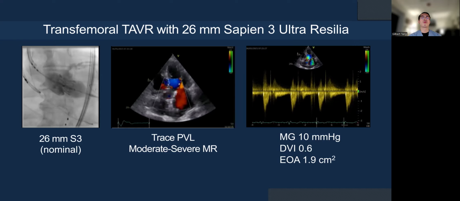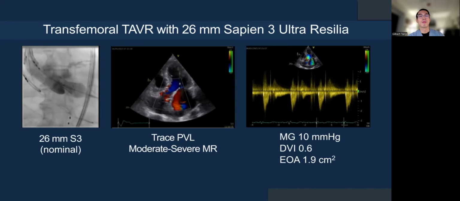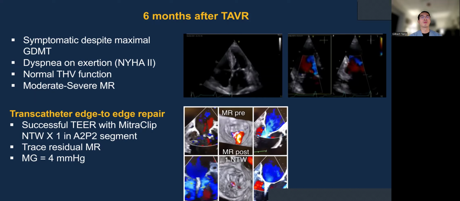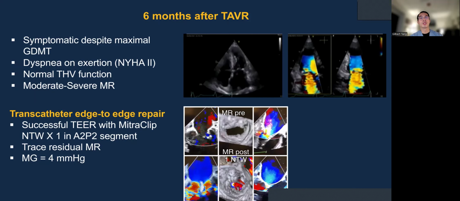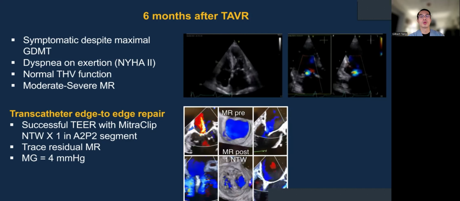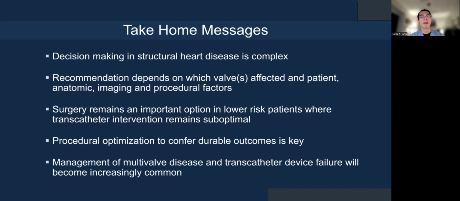In this case, the patient underwent TAVR with an Edwards SAPIEN valve. Unfortunately, despite that great result with the aortic valve, the mitral valve still had moderate to severe MR, and this is despite optimal GDMT. So the question is, what do we do? We decided to proceed with the repair, and you can see that here with one NTW, we really took care of the MR from severe to just trivial. At the 12-month follow-up, this patient has significant symptom improvement, no hospitalization, and still a normal transcatheter aortic valve.